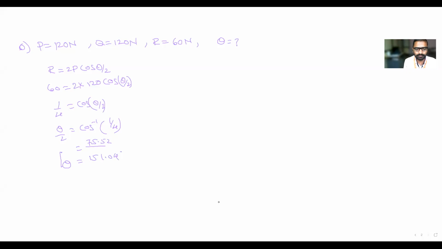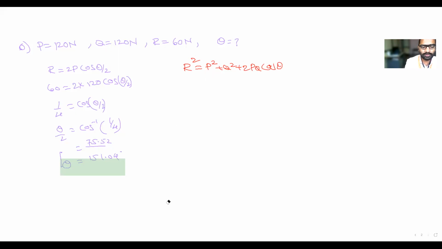Clear everyone? Yes, sir. Okay, this is the correct answer. If you don't want to use this one, then you can also try by using the law of parallelogram of forces. So what is that one? R is equal to under root of P square plus Q square plus 2PQ cos theta. Correct. So squaring on both sides, I will get this point.